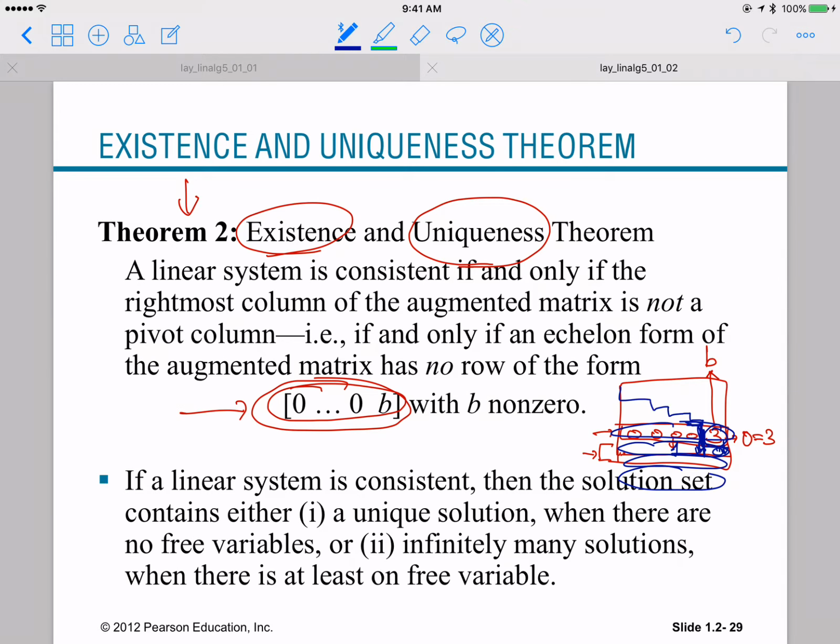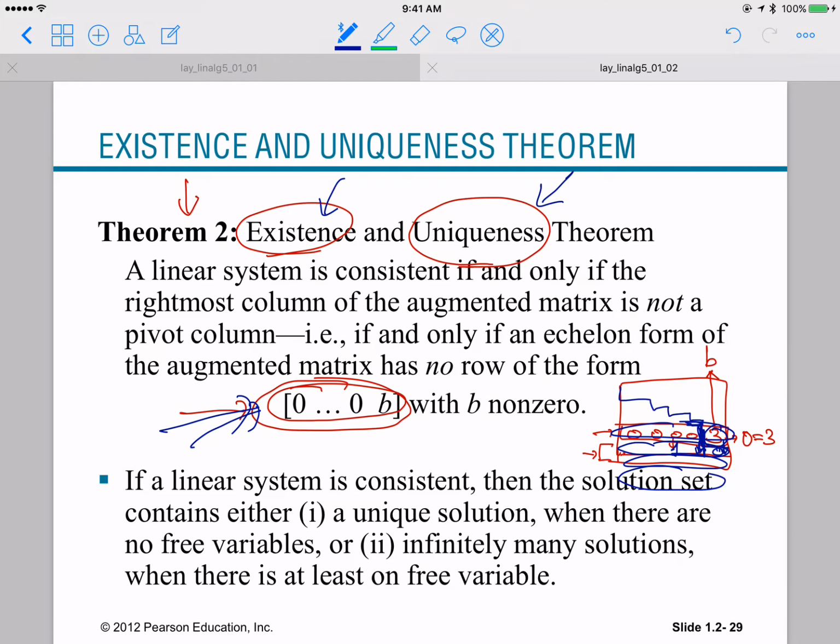Once you check whether this type of row exists or not in your echelon form, we can determine whether the solution exists. Suppose you didn't find any row like this, which means you don't see any pivots in the column of B. In that case, you have at least one solution, but you still have to determine whether the solution is just one or infinitely many.